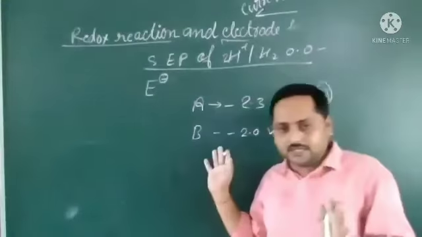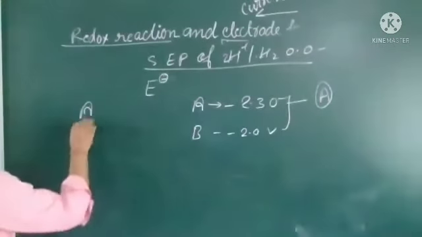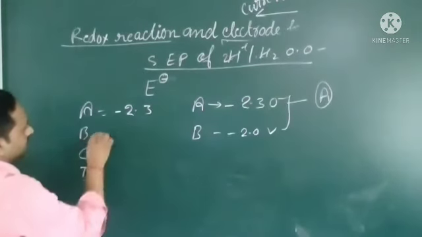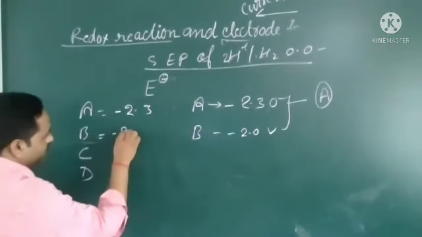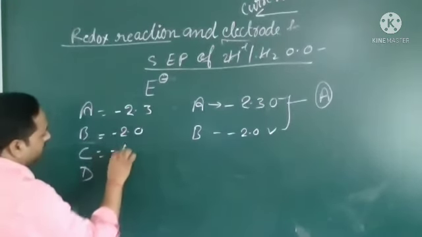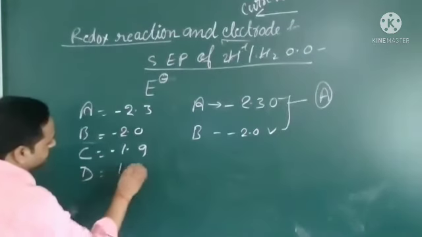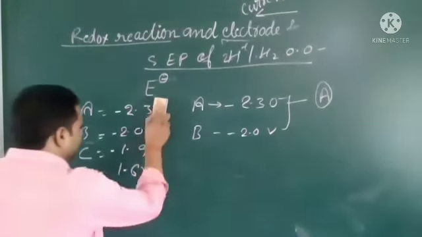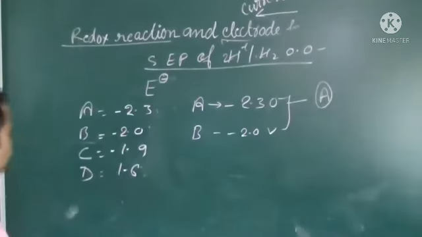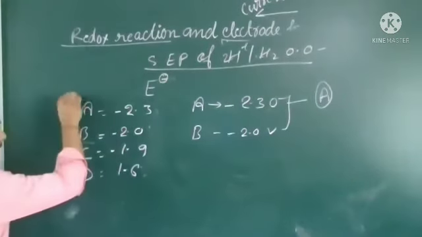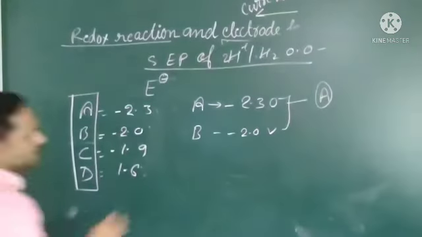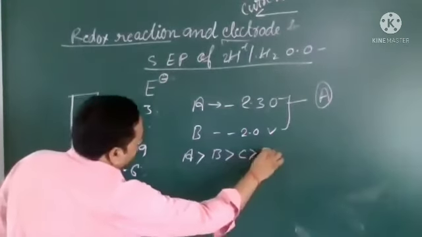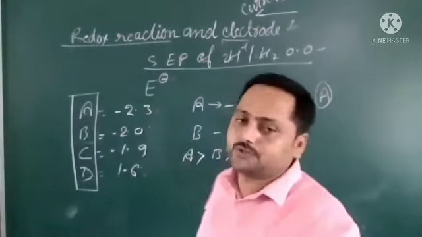Understood this? Here, if I write A, B, C, and D, with values minus 2.3, minus 2.0, minus 1.9, and minus 1.6 as the standard electrode potential, and I ask you to arrange these in decreasing order of their reducing nature, then A will be first, then B, then C, then D. Based on this, some questions are given in your book, so you can solve them.